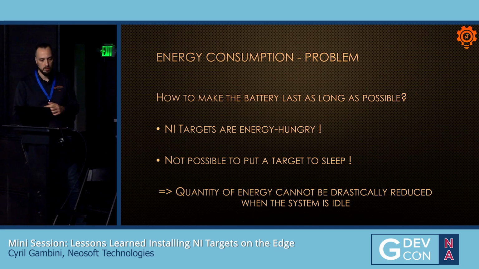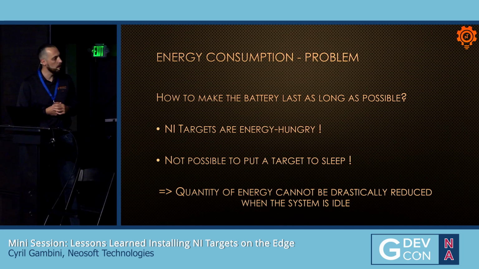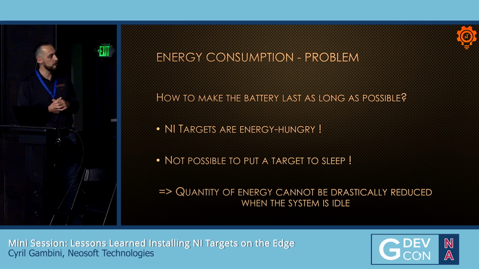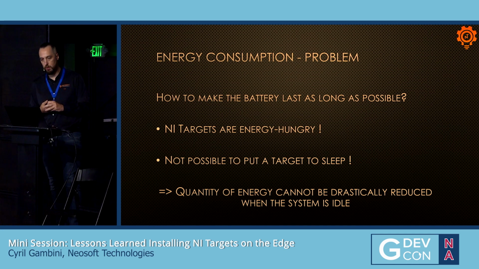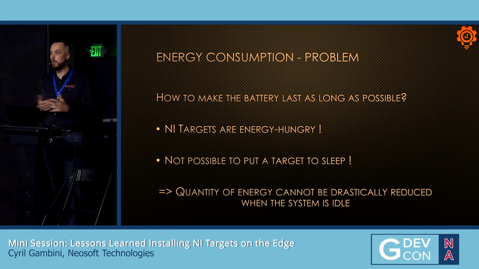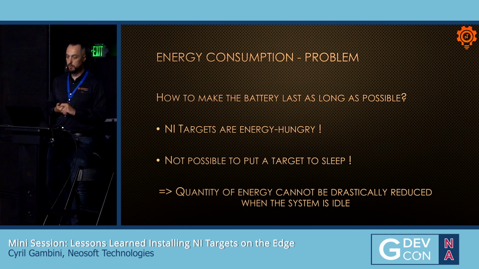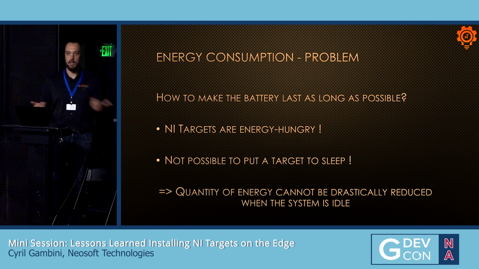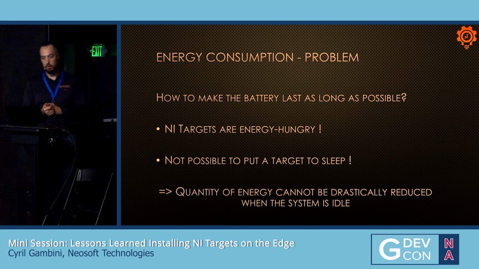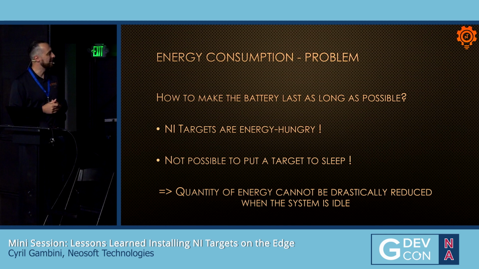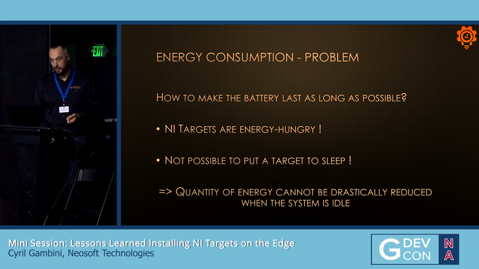We did some benchmarks also on a 9629, and we found out that CPU and FPGA processing influence, of course, the energy which is necessary to power the target, but not that much. So by default, an NI target is energy hungry. So we had to find a way to make it less hungry and have the battery last as long as possible.